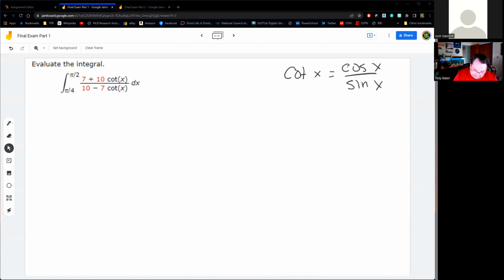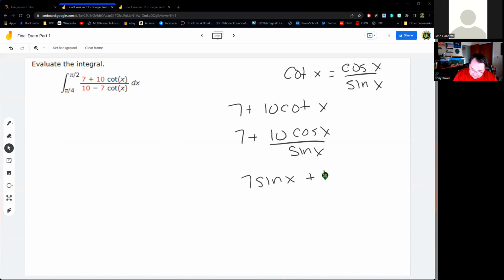So if I take a look at the top, I have 7 plus 10 cotangent of x. So I can change that to 7 plus 10 cosine x over sine x. And then get a common denominator. I have 7 sine x plus 10 cosine x over sine x. And while that looks more complicated, it's not going to be when I do the next one. So that was the top.